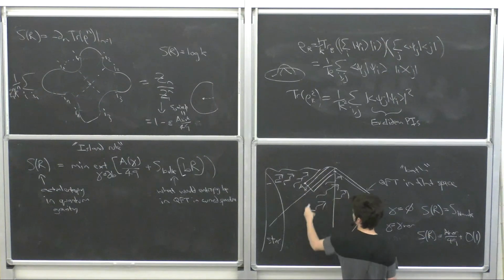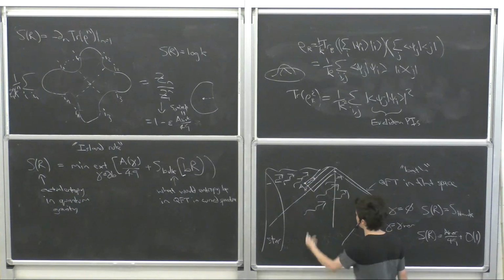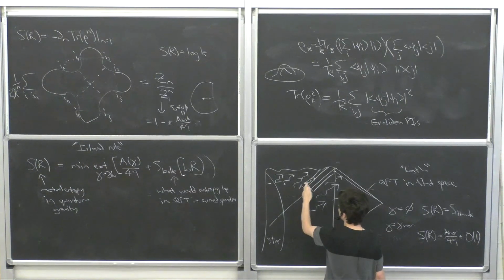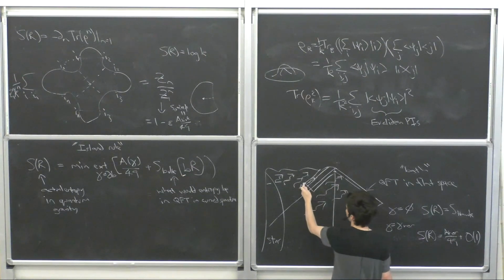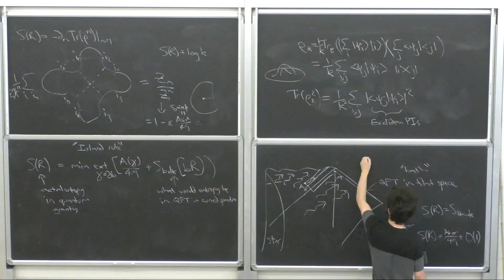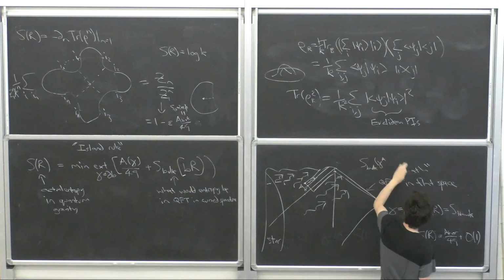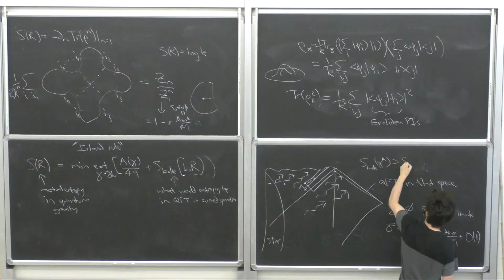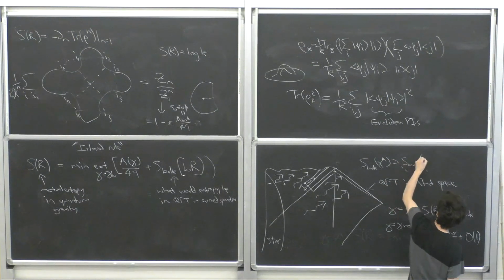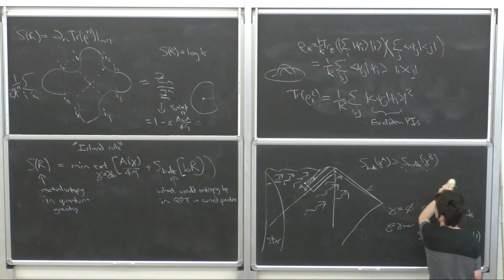In general, there are some outgoing modes included to the right of A but not to the right of B. So that means the entanglement entropy across A, for gamma A, is generally going to be bigger than the entanglement entropy for gamma B. There'll be some order 1 difference there.